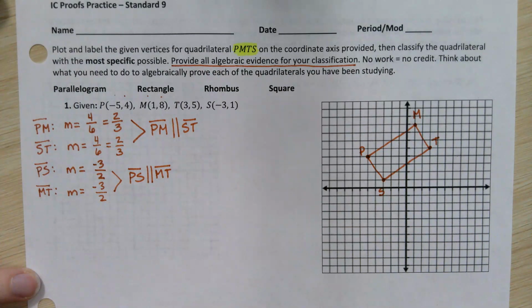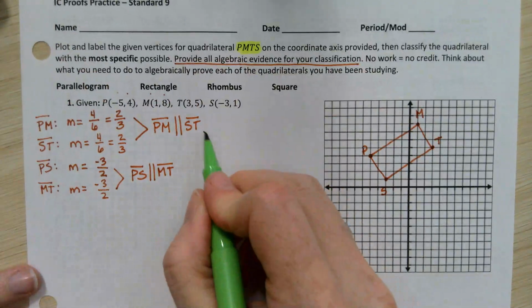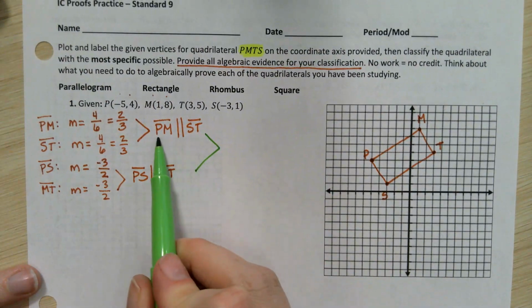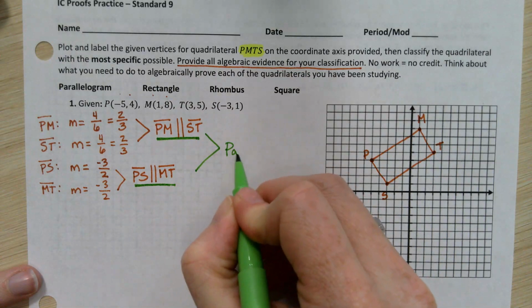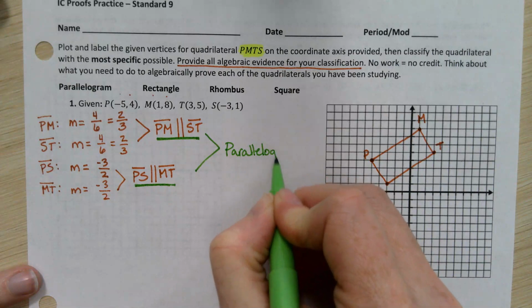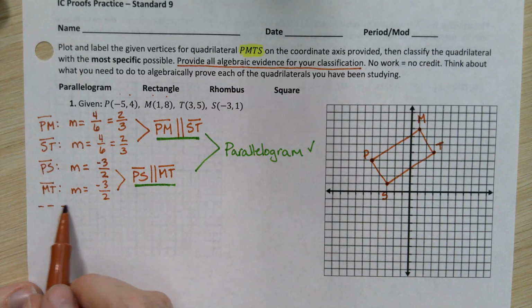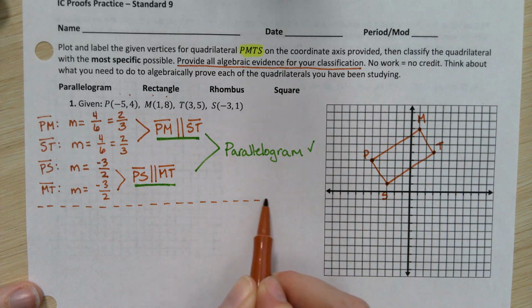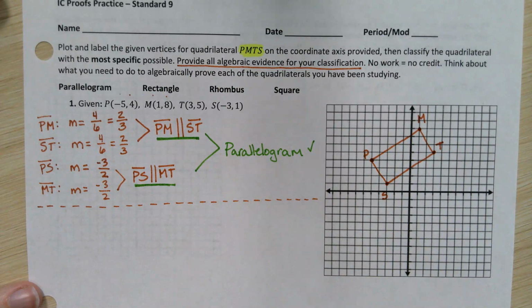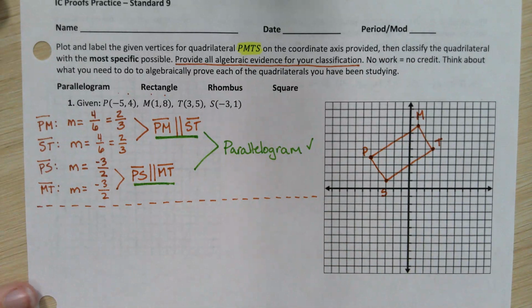Now before we go any farther, let's actually write down what that tells us. At this stage, if we have two sets of opposite sides parallel, we are to the point where we can say we know this quadrilateral is a parallelogram. That's good news because that means I'm ready to continue on with my coordinate proof. If I hadn't ended up with a parallelogram, this process would be done and we would just say that PMTS is a quadrilateral, but it wasn't a special quadrilateral.